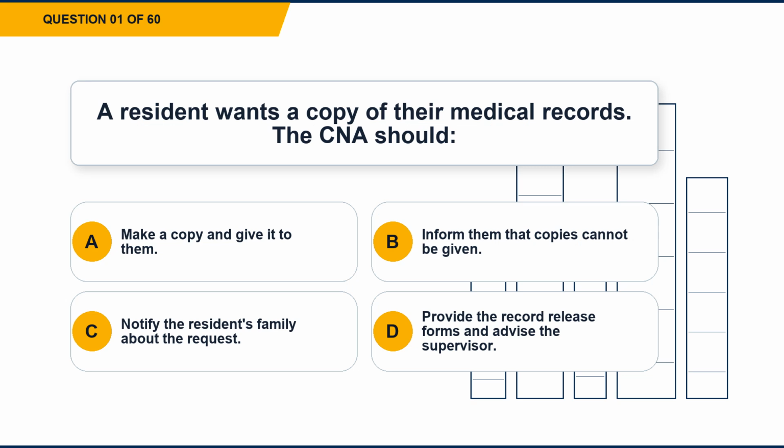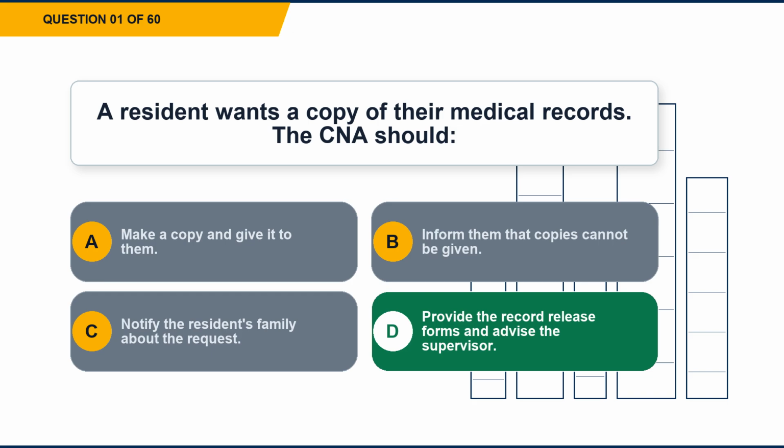Question 1. A resident wants a copy of their medical records. The CNA should: Option A, make a copy and give it to them. Option B, inform them that copies cannot be given. Option C, notify the resident's family about the request. Option D, provide the record release forms and advise the supervisor.